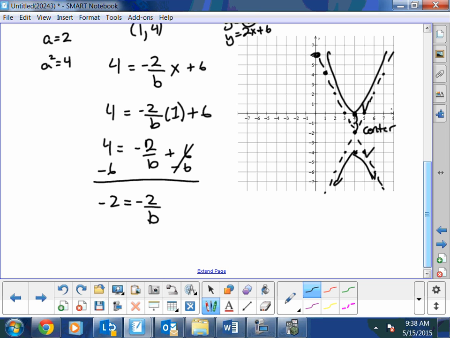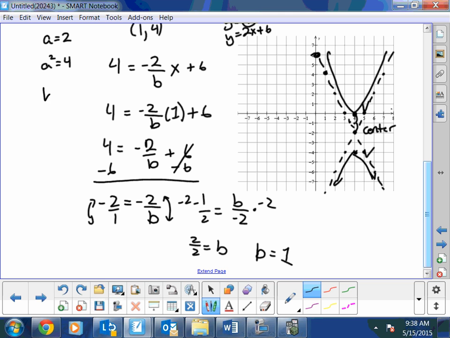And then after that, you could flip both. You really could do this. -1/2 is equal to b over -2. Then after that, we'll multiply this by -2, this by -2. This gets 2 over 2, which means that b is actually going to be equal to 1. So we found out that now b is equal to 1.